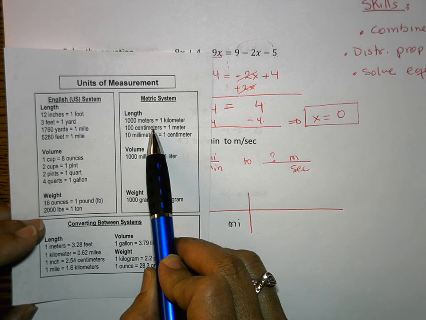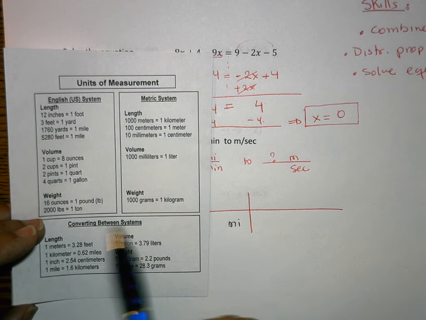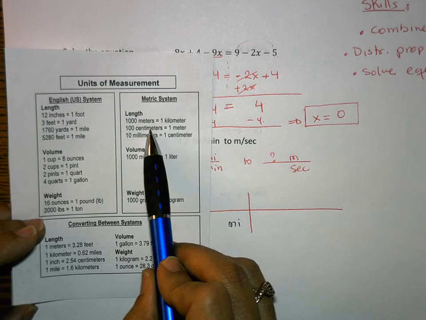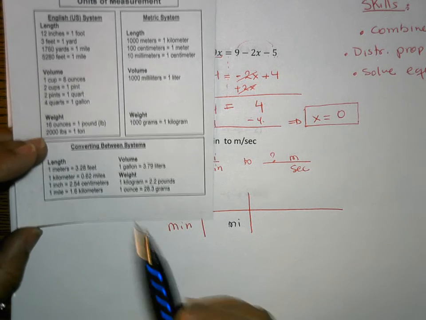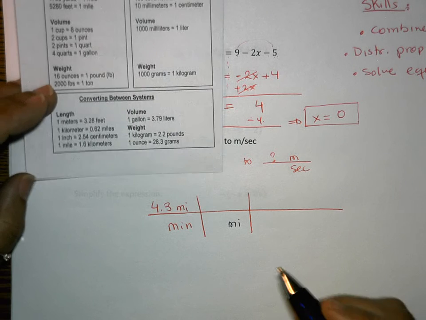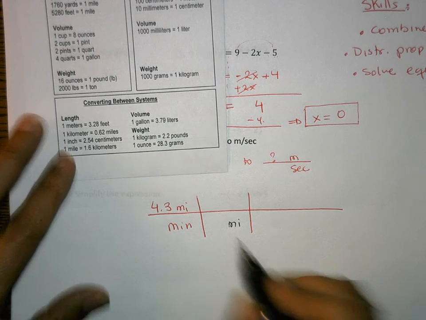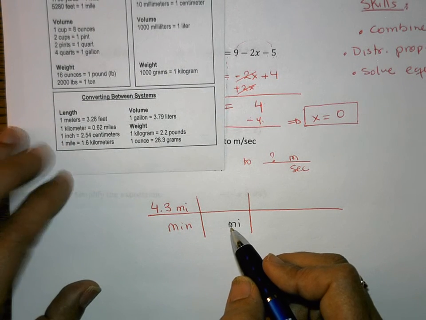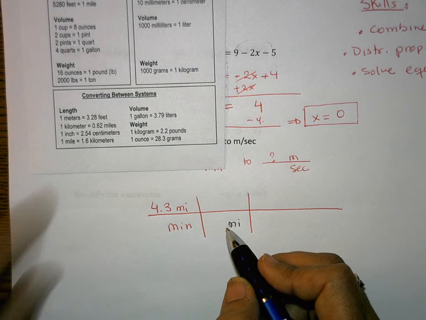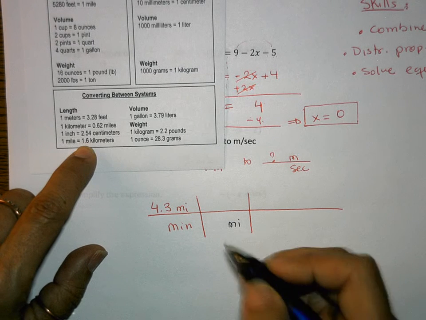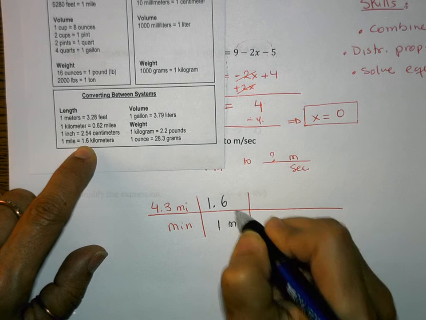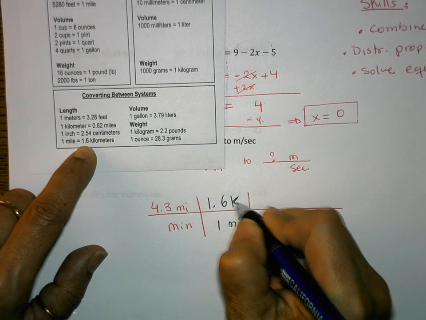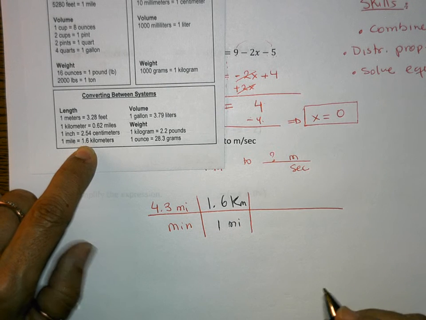So why don't we use something about meters, centimeters, and something about centimeters and kilometers. Let's see what we get here. I'm going to go with 1 mile is, let's see, 1 mile is 1.6 kilometers. Let's see what happens here. 1 mile is 1.6 kilometers. I'm going to put km for kilometers.